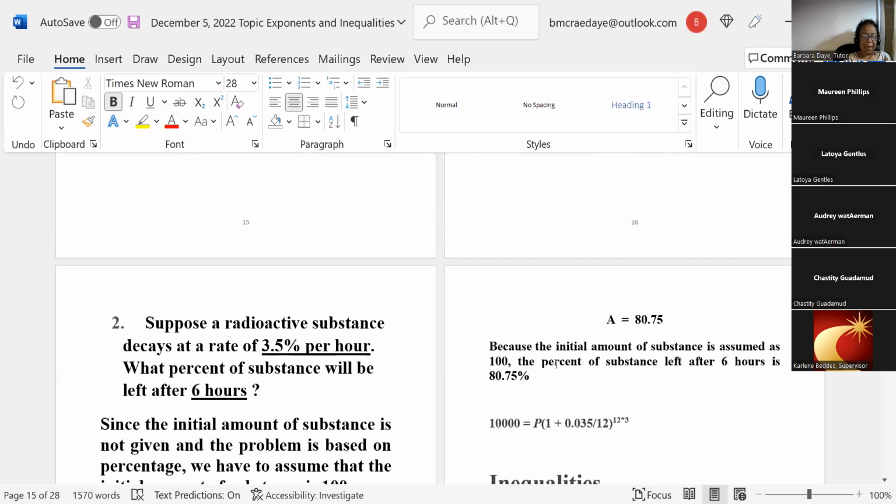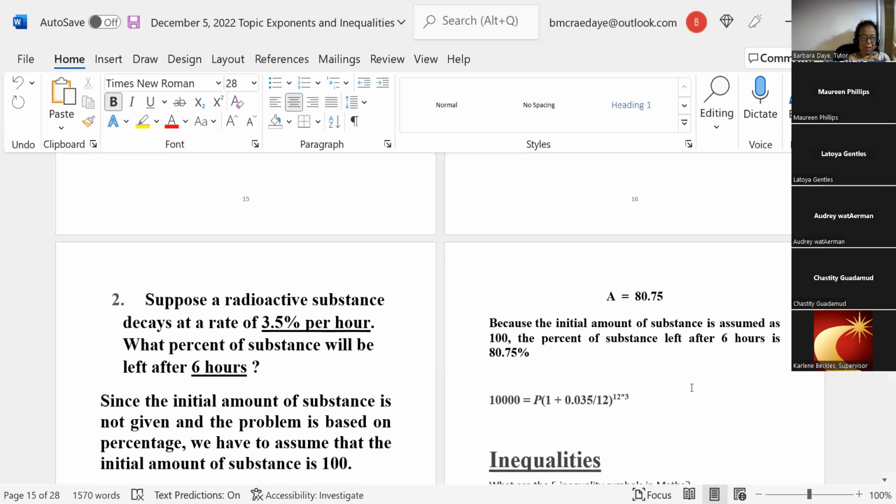That means you'd have 80.75% of the substance after 6 hours. Any questions on that? Okay, so that's a decay. Decay means it's decreasing, right? So you could have increasing, or you could have decay, decreasing.